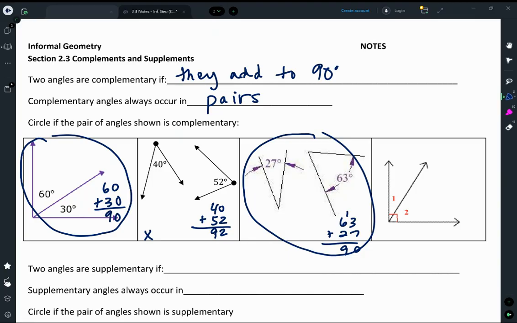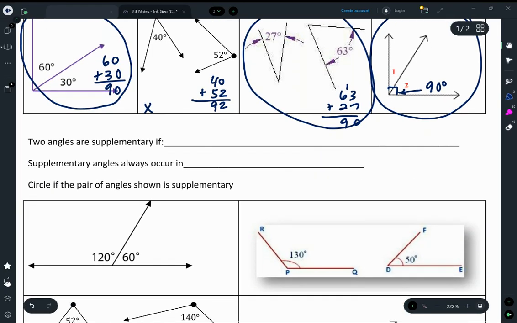And the last one's kind of a trick question. It does not give us angle measures, but we do have a box here in the corner of both of these angles together. So angles 1 and 2 form that box. And remember that box stands for a right angle, which is 90 degrees. So the last one would be considered a pair of complementary angles as well. So don't forget stuff like that.